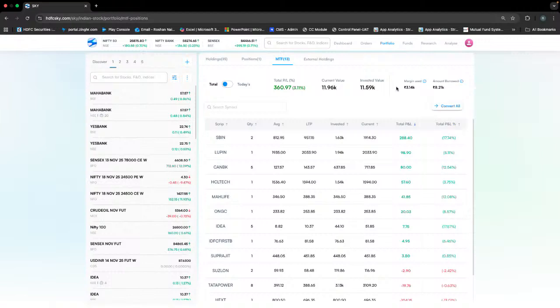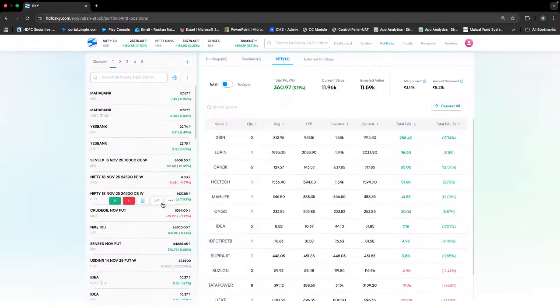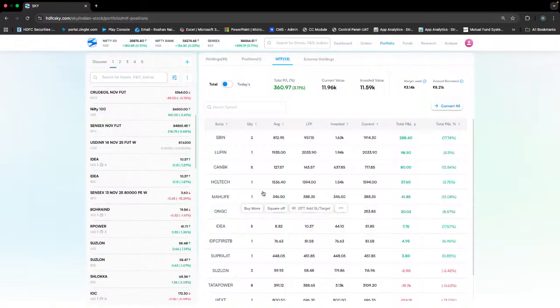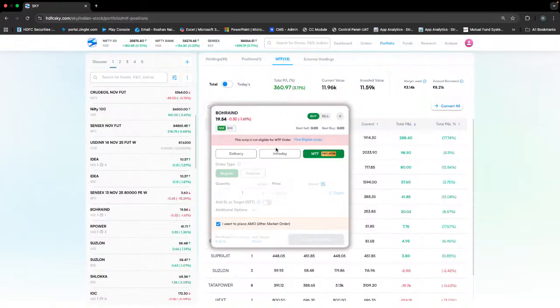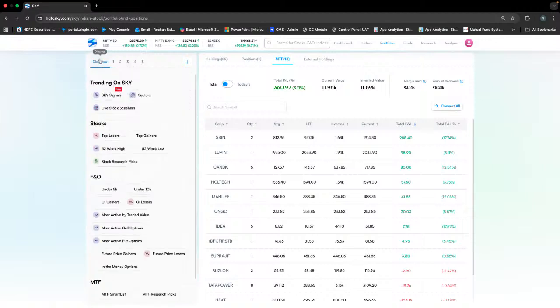Now, just taking a step further for MTF, like which stocks are eligible for MTF, how do I know, right? So in the order pad itself, if the stock is eligible for MTF, you will get this tab. Let's take a script. I'm not sure, but maybe this is not eligible for MTF. Yeah, so in Sky, it's very clear that this script is not eligible for MTF, right? You'll get a red mark and you won't be able to buy in that. So we have protected you like that also. You're not placing an MTF order in a script which is not allowed, right?